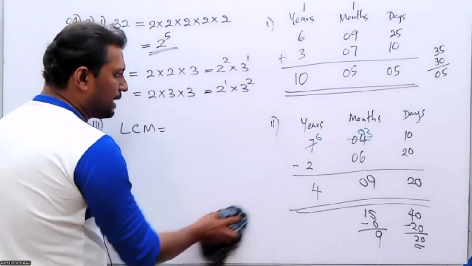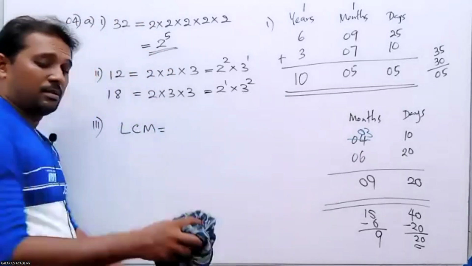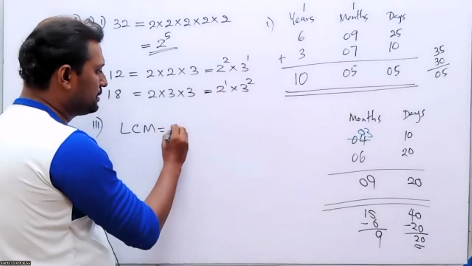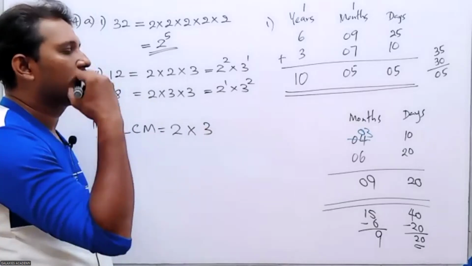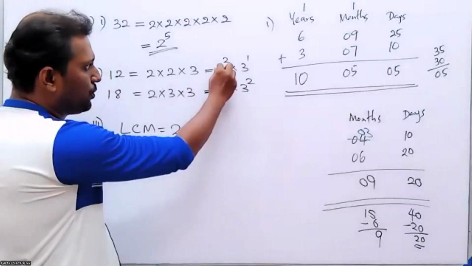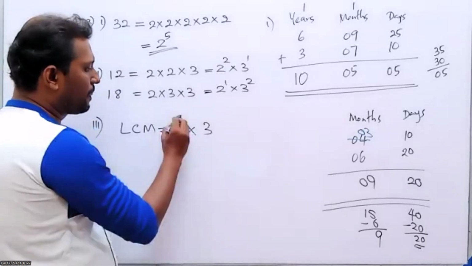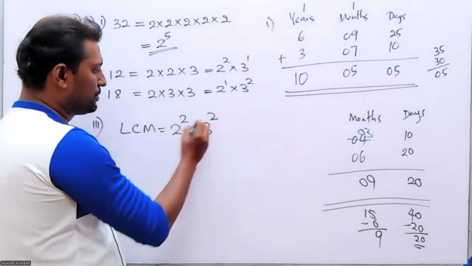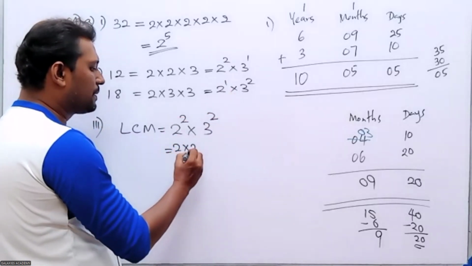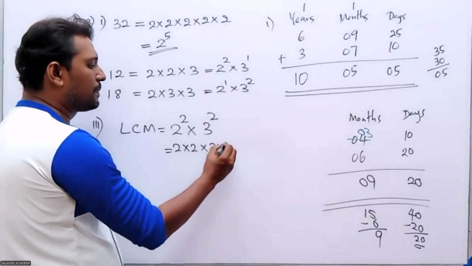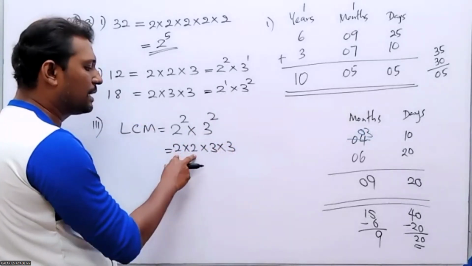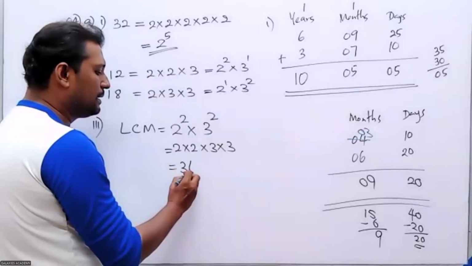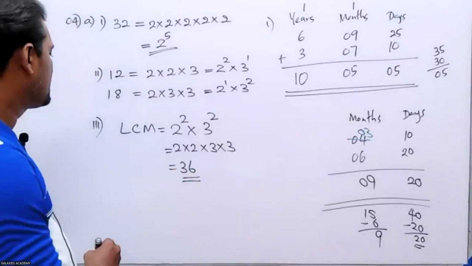Right. So how can you do this one? You can write the different bases, 2 and 3. Then for each base you have to write the highest index. For 2, what is the highest index? 2. The base 3 highest index is 2. 2 to the power 2 is 2 multiply 2. 3 to the power 2 is 3 multiply 3. So the LCM is 2 times 2, 4. 4 multiply 3, 12. 12 multiply 3, 36. So the answer is 36.